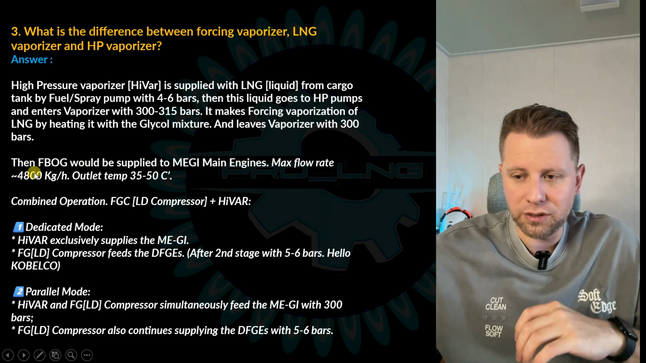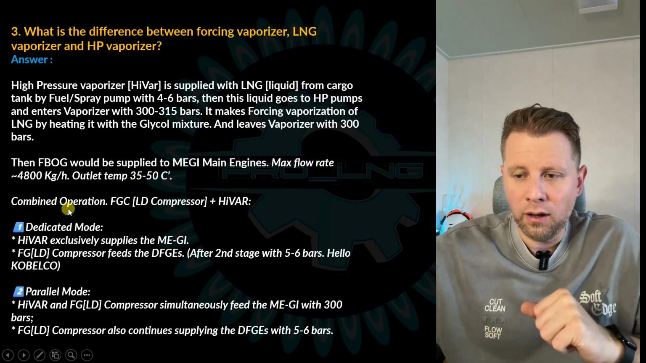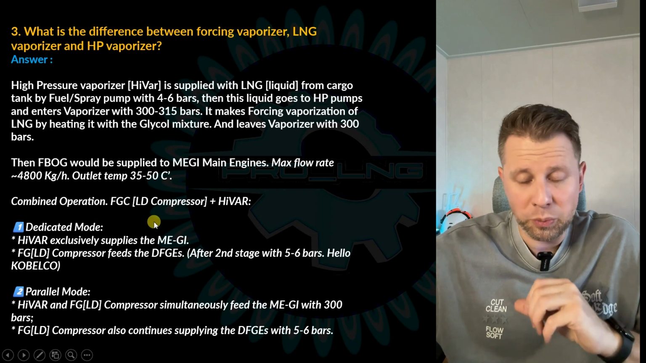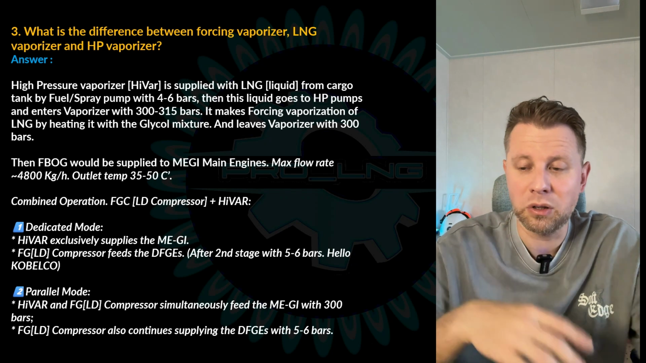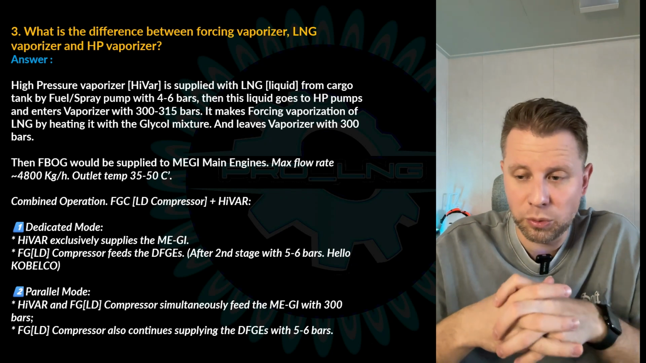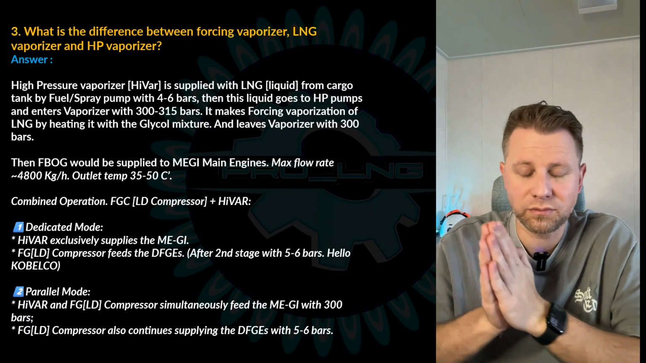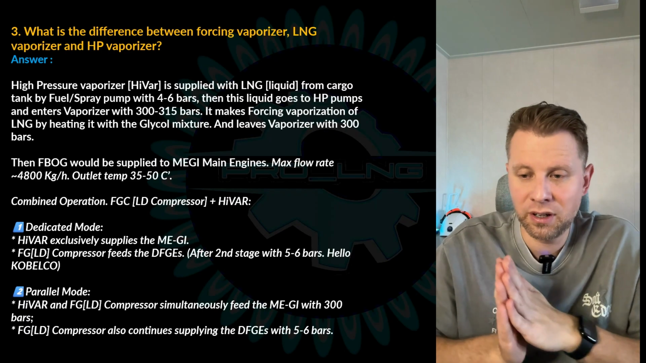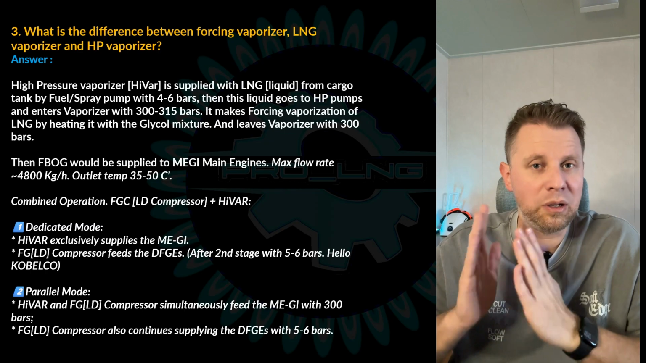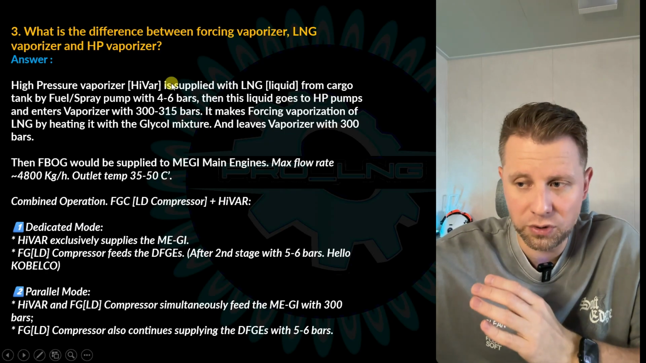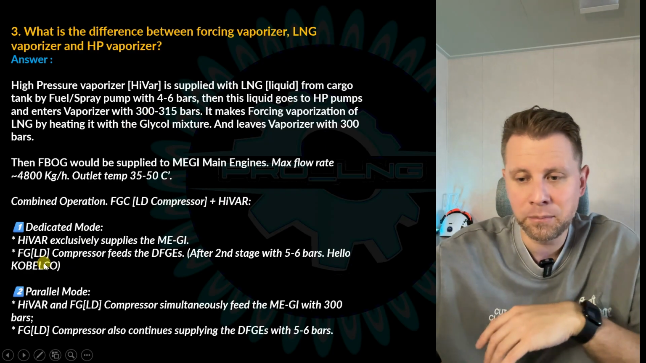And you can see the flow rate is not so big. It could also be combined operation for these engines. For the MAGI engines, you can combine operation of the fuel gas compressor or LD compressor plus high pressure vaporizers. Dedicated mode, it's called. High VAR exclusively supplies only MAGI engines through this principle that I explained to you. From 300 bars it goes directly there.